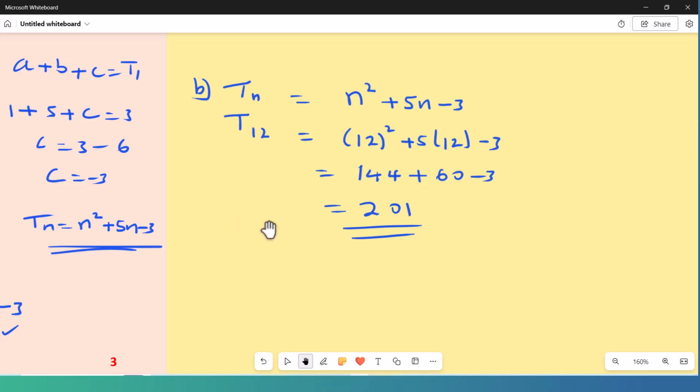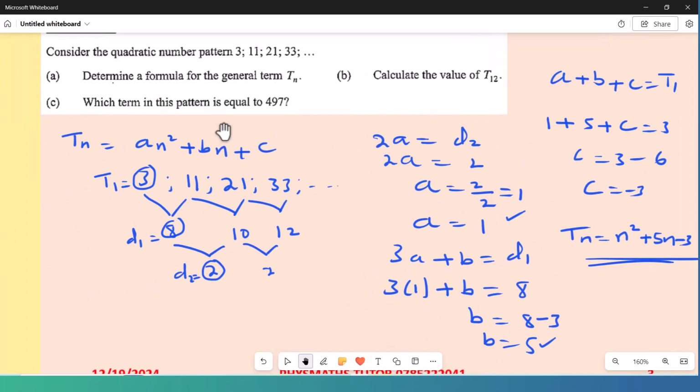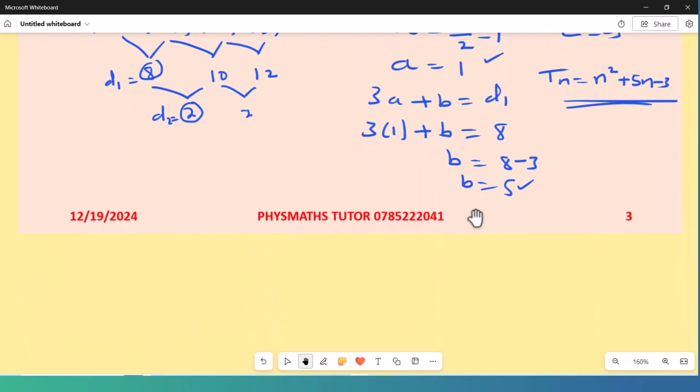What does it say? Part C says which term in this pattern is equal to 497? Which term equals to 497? So which term is 497? So that's part C. Now in this case, we know our Tn equals 497, okay? But we're looking for the value of n.